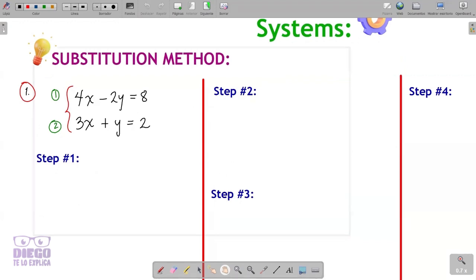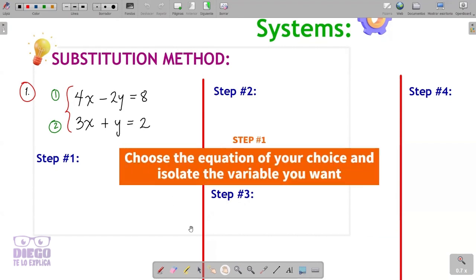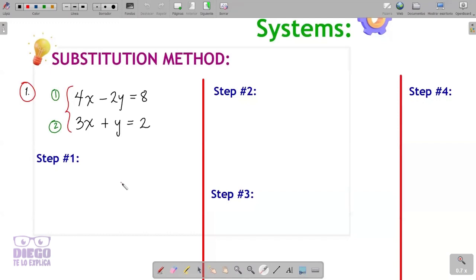Okay. Step number one. Remember that in the presentation you have the step by step in detail. Okay, you have what you have to do in step number one, step number two, three, and so on. In this step, we have to choose either of the two equations, either equation one or equation two, and isolate the variable you want. In my case, I'm going to select equation number 2. So I'm going to write 3x plus y equal 2. I'm going to write here that I am using equation number 2.